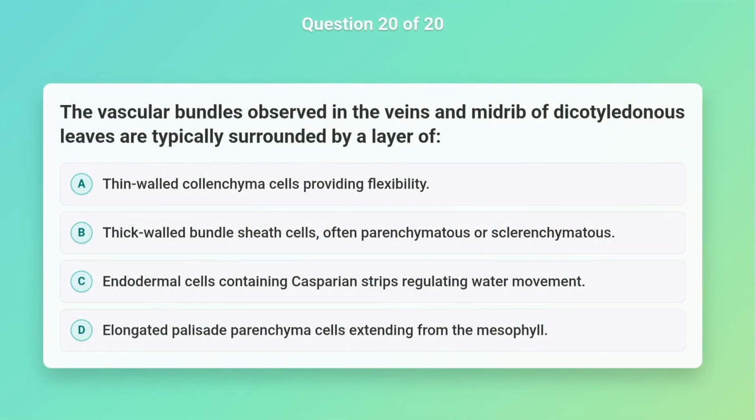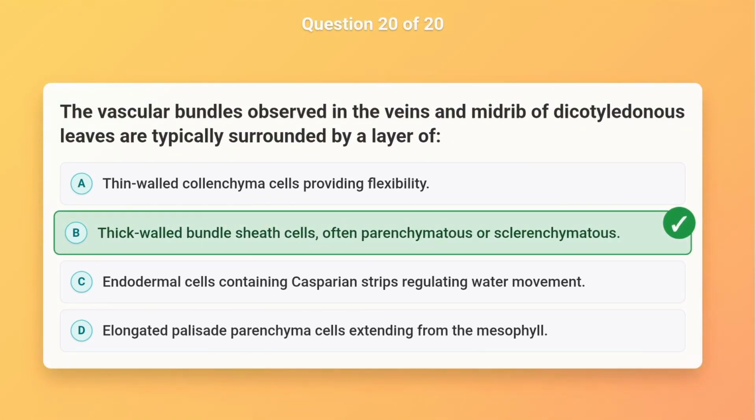The vascular bundles observed in the veins and midrib of dicotyledonous leaves are typically surrounded by a layer of thick-walled bundle sheath cells, often parenchymatous or sclerenchymatous.